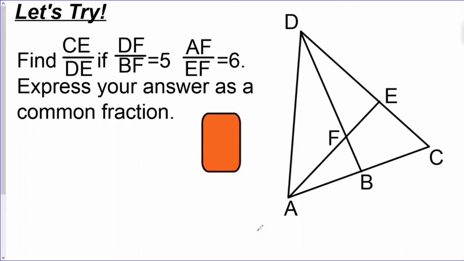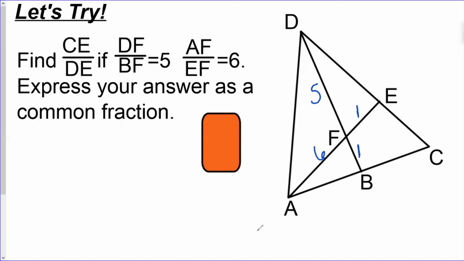We're trying to figure out CE to DE, and we're told that DF to BF is a 5-to-1 ratio. Essentially, it says it equals 5, which tells us we can use 5-to-1. So we can say this is 5 and BF is 1. And we're also told AF to EF is a 6-to-1 ratio. Again, I will say these are definitely not drawn to scale. Don't try to say, well, AF doesn't look like it's 6 times. I agree, my drawings are not to scale, and I apologize for that.